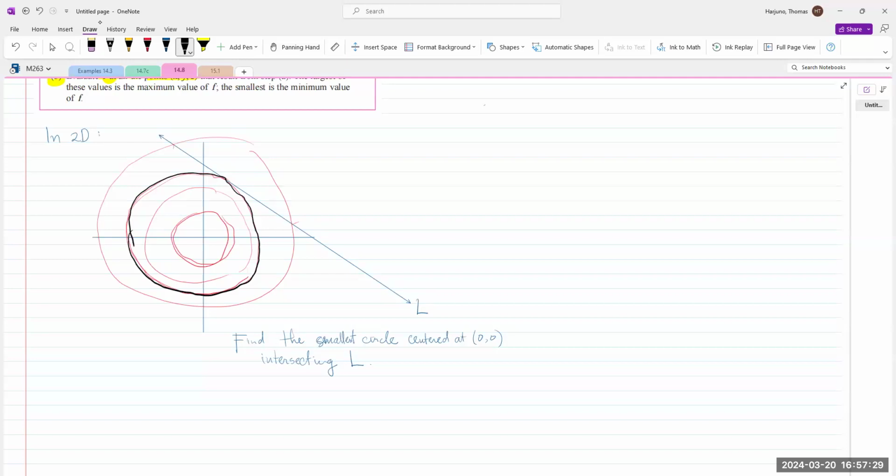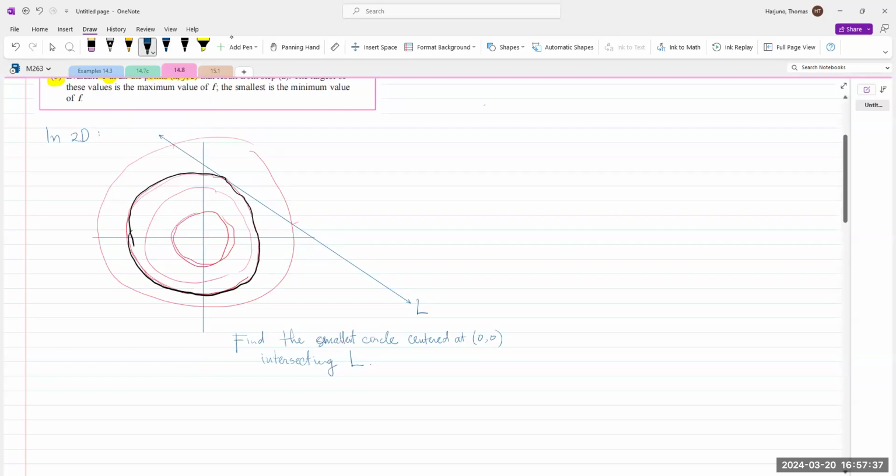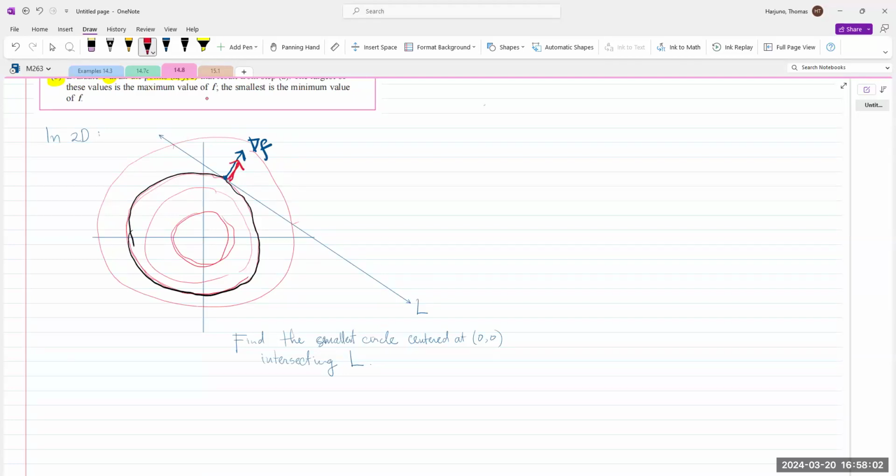Now what Lagrange observed is the following. Lagrange noticed that when this circle reached the smallest, the gradient of the circle function, that's the gradient of f, happens to be parallel to the gradient of the constraint L. That is not the case when it is larger. You see, when it is larger, this is the gradient of line L, the gradient of g, the gradient of the constraint, but at that point the gradient of the function is like this.